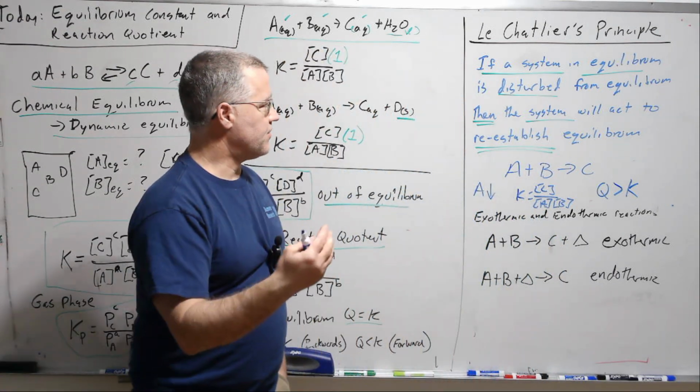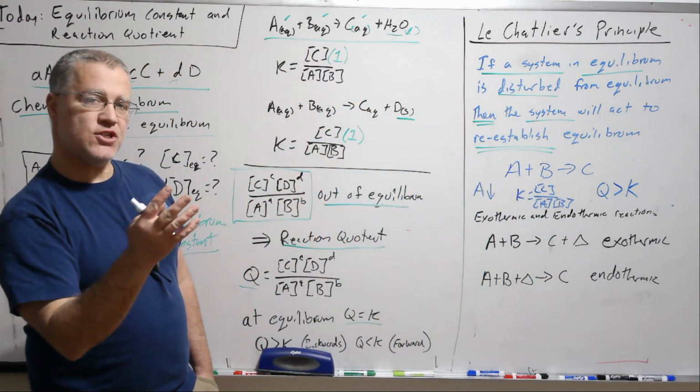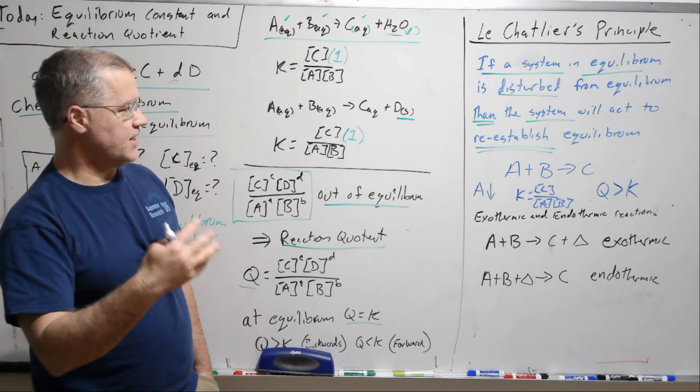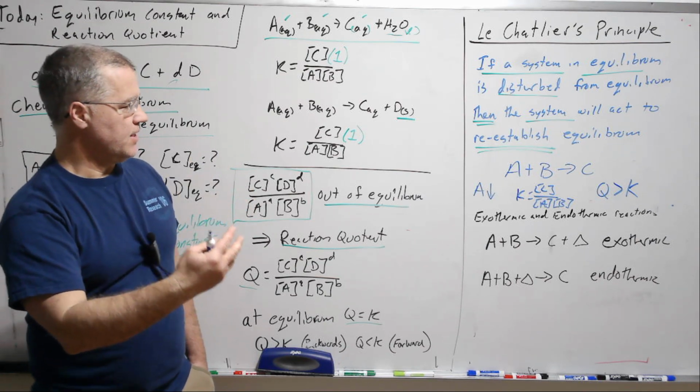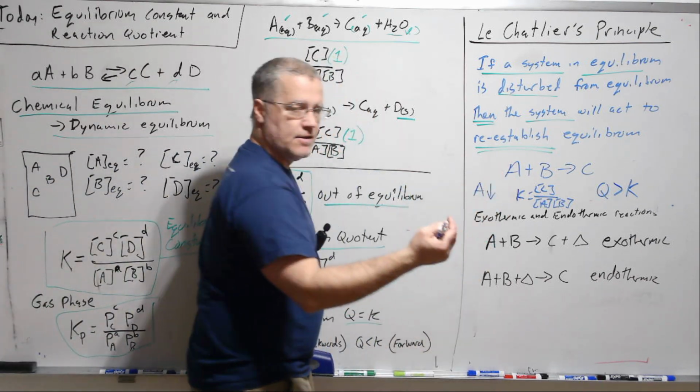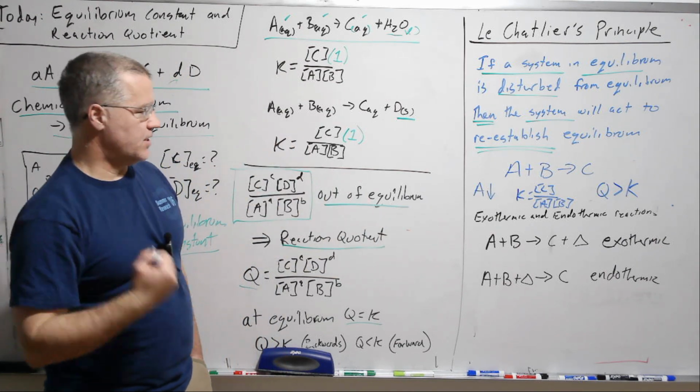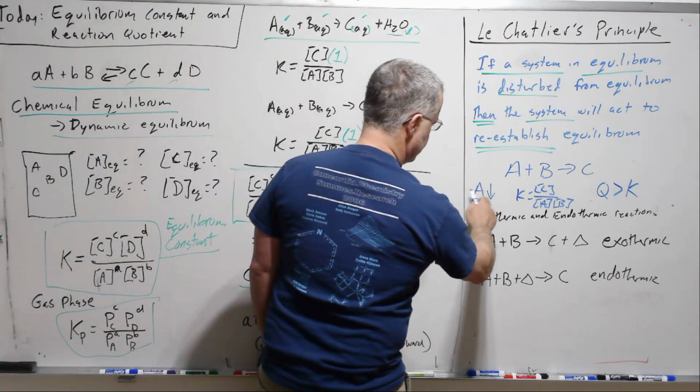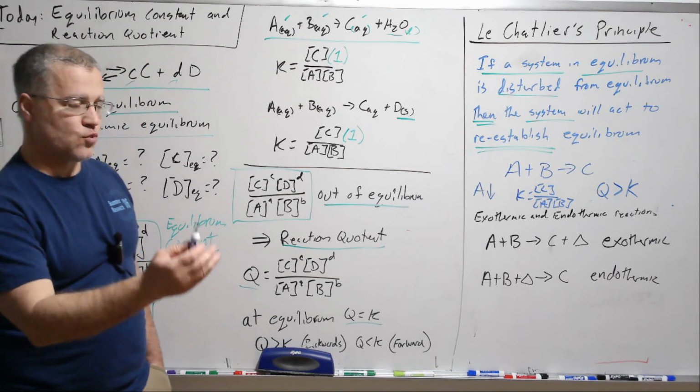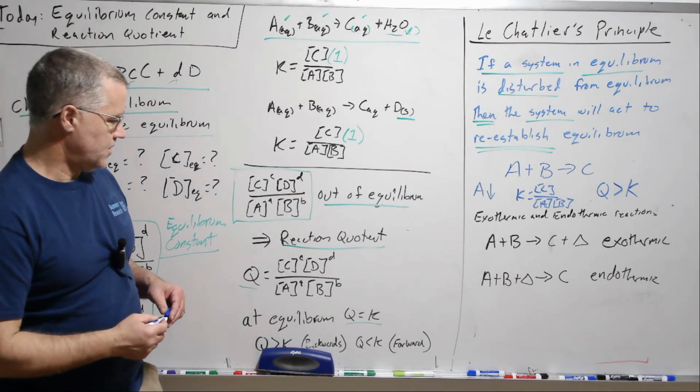And so thinking about this intuitively, once we internalize this idea of reestablishing the equilibrium, if we're going to remove some A, then our reaction has to go backwards in order to compensate for that or recorrect for that. Okay.